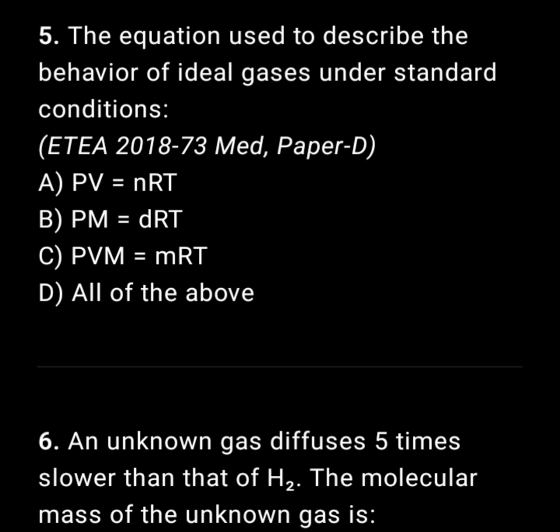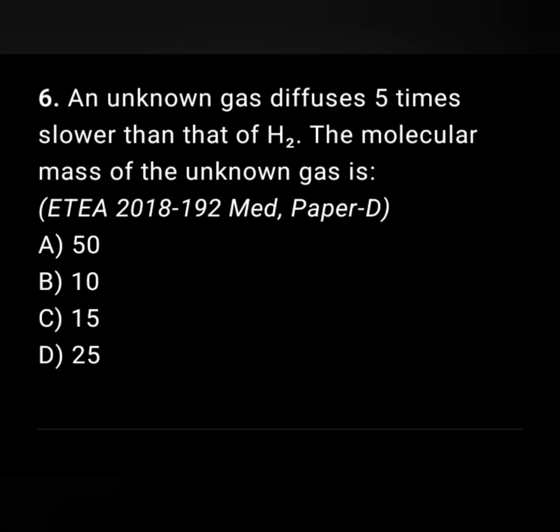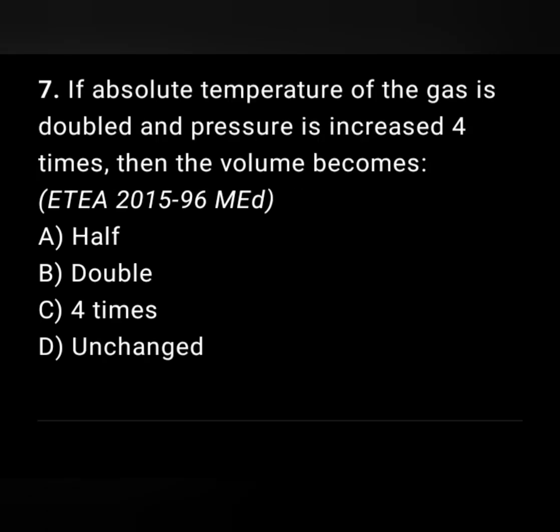6. An unknown gas diffuses 5 times slower than that of H2. The molecular mass of the unknown gas is ETEA 2018-192 Med, Paper D. A. 50. B. 10. C. 15. D. 25. 7. If absolute temperature of the gas is doubled and pressure is increased 4 times, then the volume becomes ETEA 2015-96 Med. A. Half. B. Double. C. 4 times. D. Unchanged.